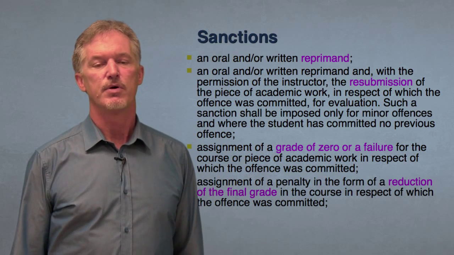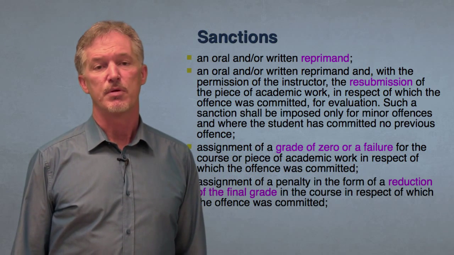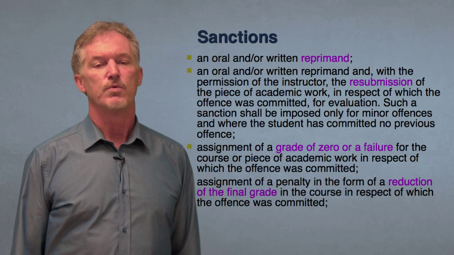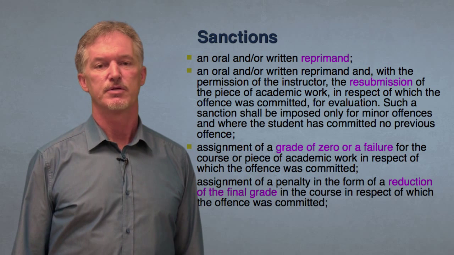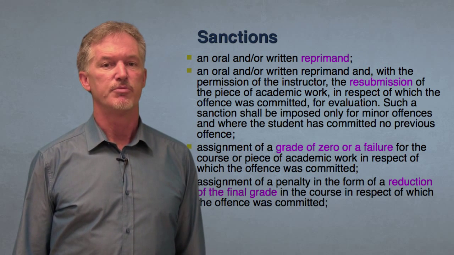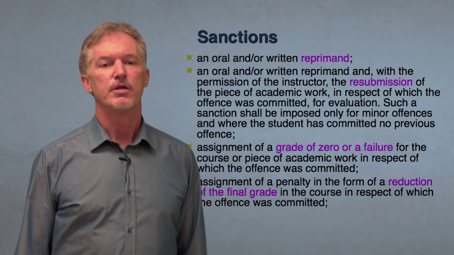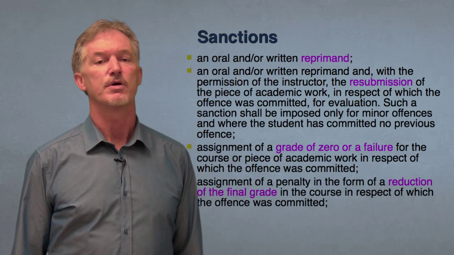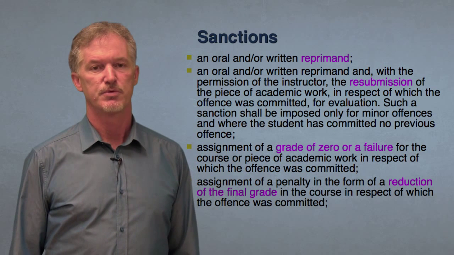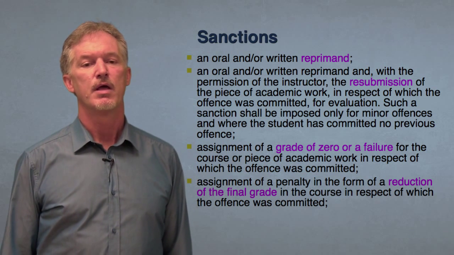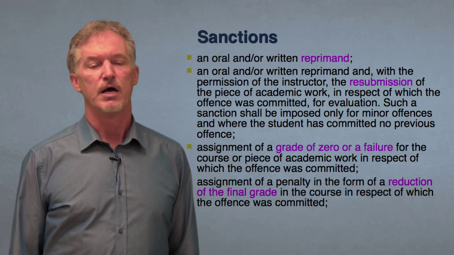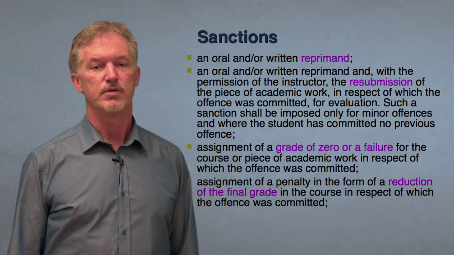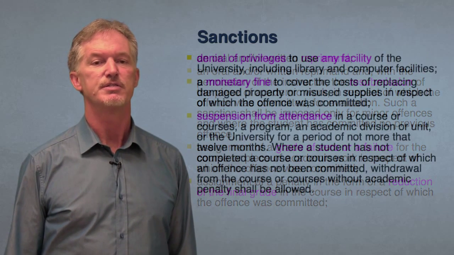Sanctions that can be imposed by the university include a reprimand, where you could just be told, don't do that again. They could also require resubmission of a particular assignment or rewriting of a particular exam. It could include a reduction in the grade of a particular assignment or even a course, and that reduction could be a partial reduction or a complete reduction to 0. There could be a reduction in the final grade assigned after completion of all of the academic activities.